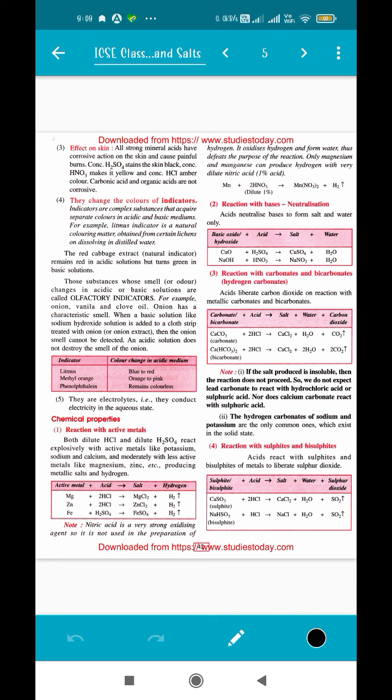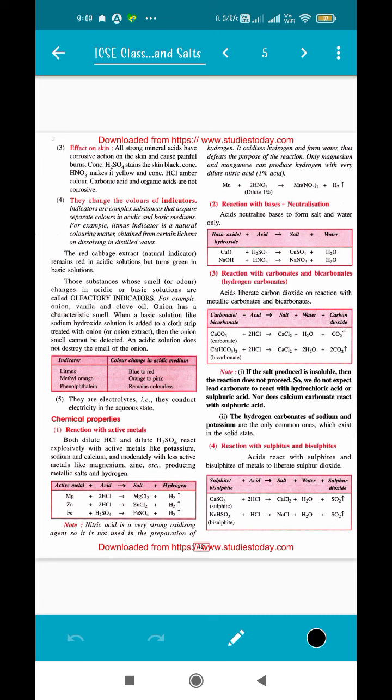Next is a very important topic, that is called indicators. As the name suggests, indicators are substances which can indicate, which can show. What do they show? They show whether the solution which we have is an acid or a base. So there are three most commonly used indicators. The first one and the most common that you have learned in the lower classes also is litmus paper. There are two types of litmus paper. One is red litmus paper and the other is blue. So red litmus paper is used for testing base and blue litmus paper is used for testing acid.